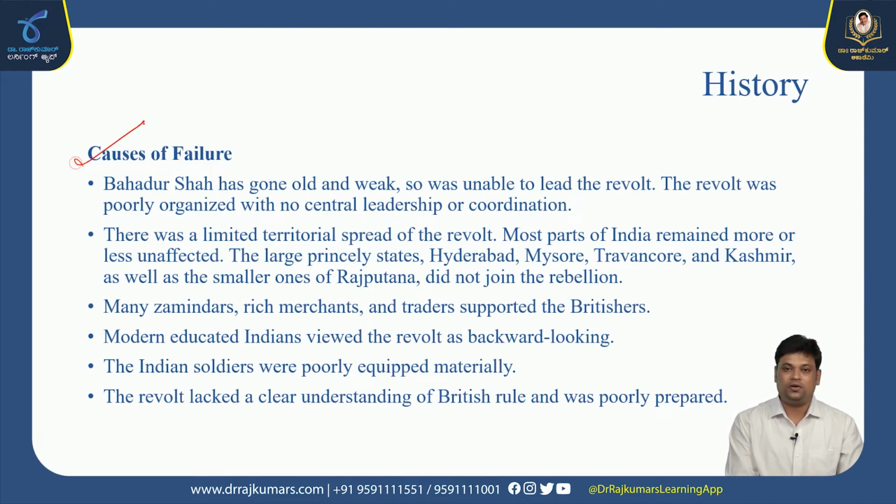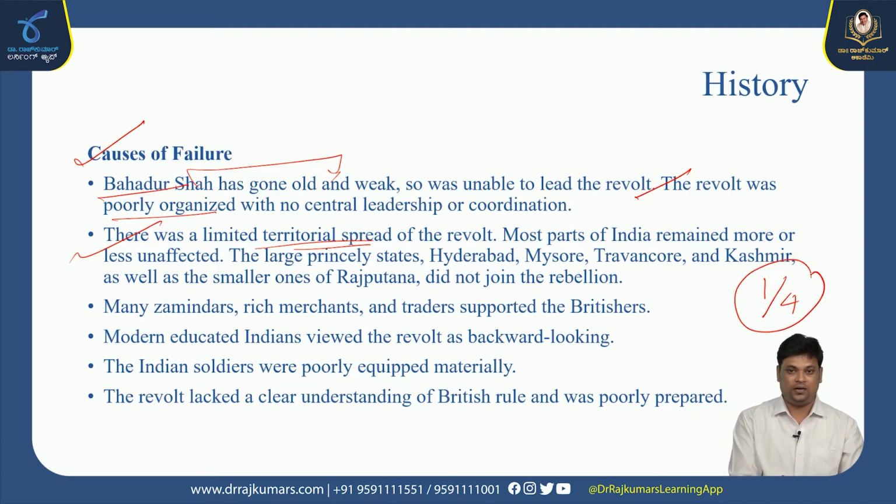Causes of failure. Why did the 1857 revolt fail? We need to understand that factor as well. Bahadur Shah had grown old and weak; it was not possible for him to be a strong ruler. The revolt was poorly organized, with no central leadership or coordination among the soldiers. There was a limited territorial spread of the revolt. Most parts of India remained more or less unaffected. Only one-fourth of Indian territory and one-third of the population participated in the 1857 revolt. Many zamindars, rich peasants and traders supported the British.